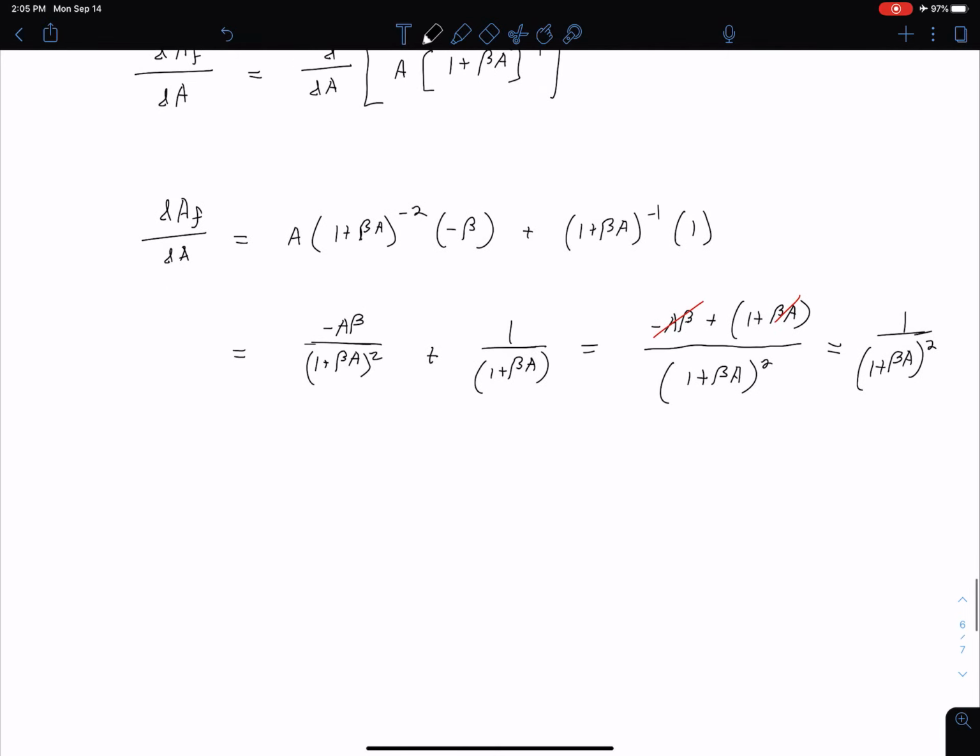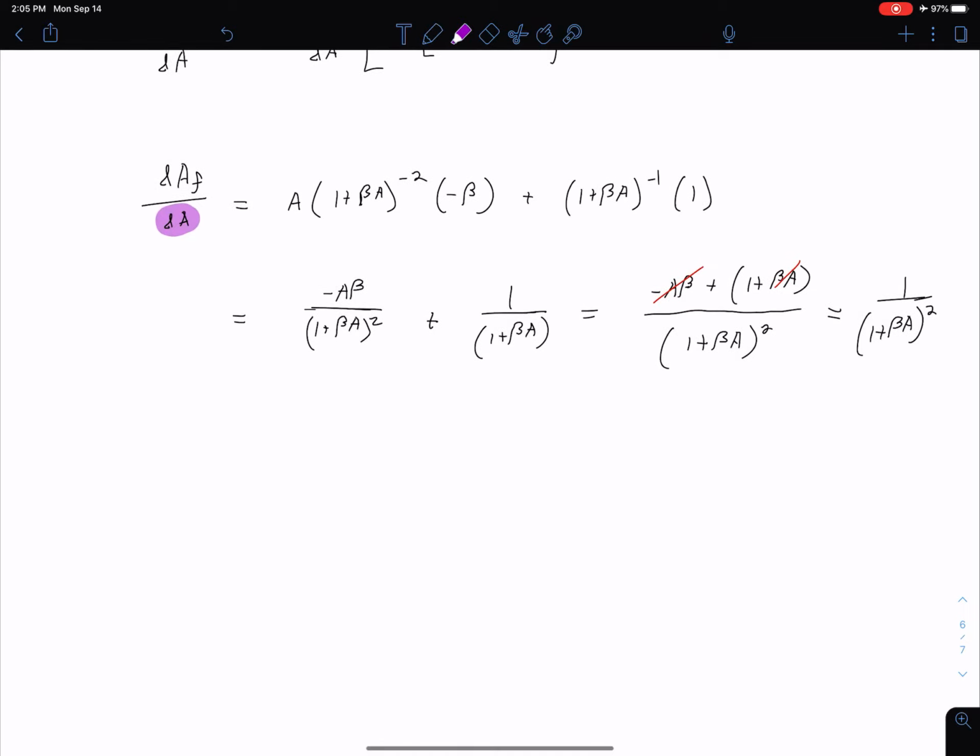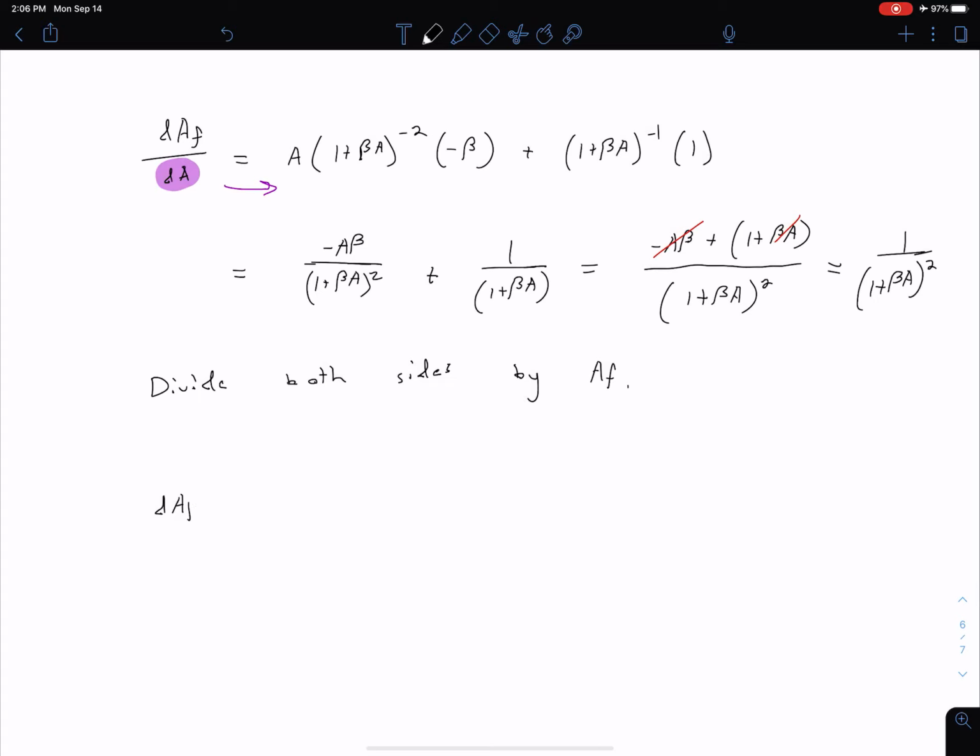Okay, so now we're going to play some games with this to make it a little more useful. We're going to move this dA to the right side, and we're going to divide both sides by AF. So let's move this over to this side, and then divide both sides by AF. What that's going to give us is on the left we still have our dAF, and now we're dividing both sides by AF, so let's do it on the left side. We can see this is going to be our percentage change in our closed loop gain.